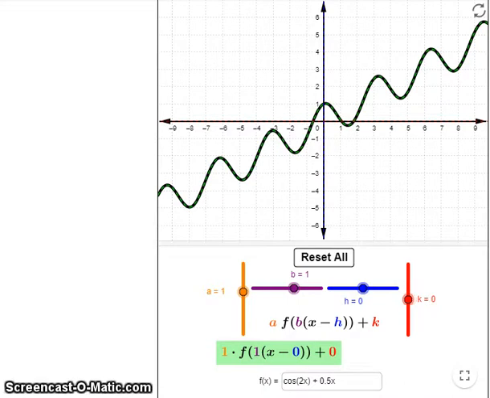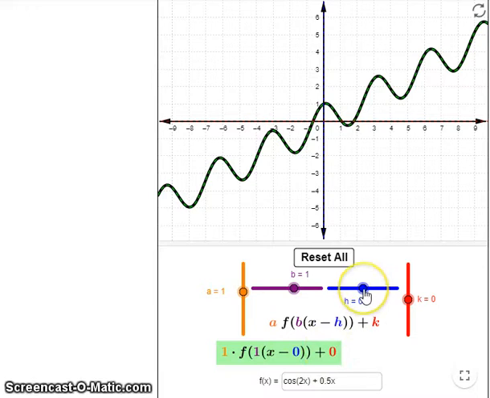And then speaking of translation, we have another translation, this time horizontally, left and right. And we're going to translate or shift the graph by h units. And the way that we're going to do that is by subtracting this value of h from x before we plug it into the function. So right now everything is reset. A is 1, B is 1, h is 0, k is 0. Everything you see here is really just f of x.